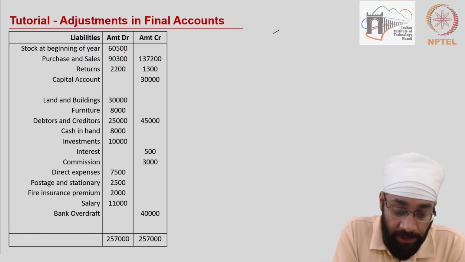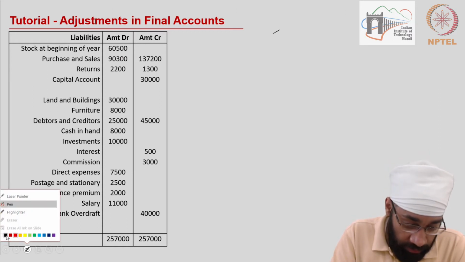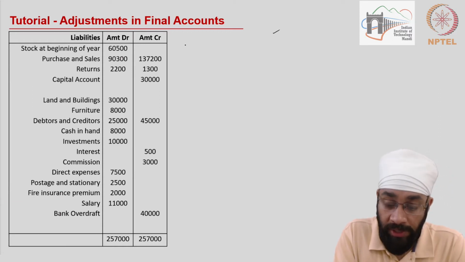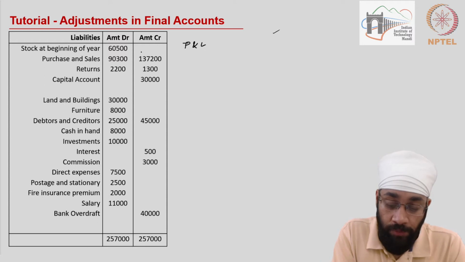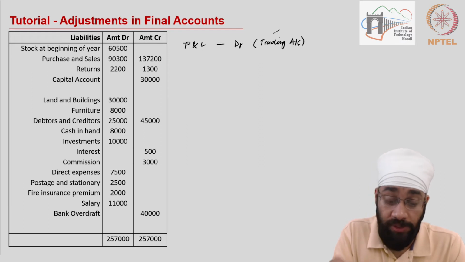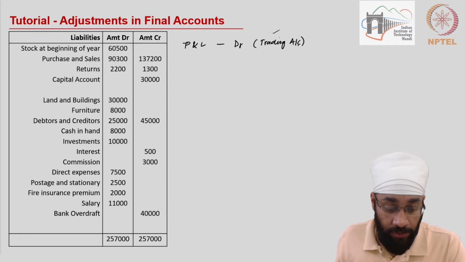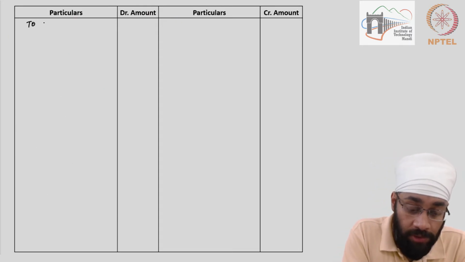Stock at the beginning of the year. This is the opening stock, and the opening stock is going to go to income statement. So in the profit and loss account, because we are using the account format, on the debit side, and this is going to be shown in the trading account, the first half of the profit and loss account. So why don't I just go ahead and write it there? So I'm going to write opening stock.